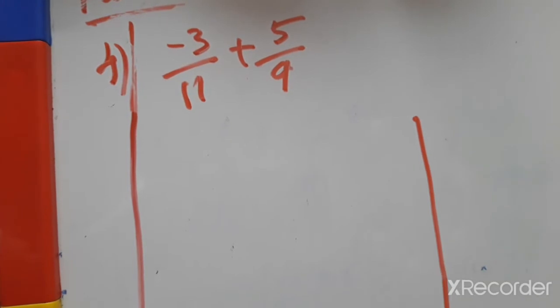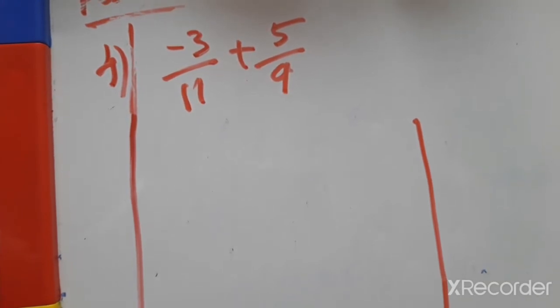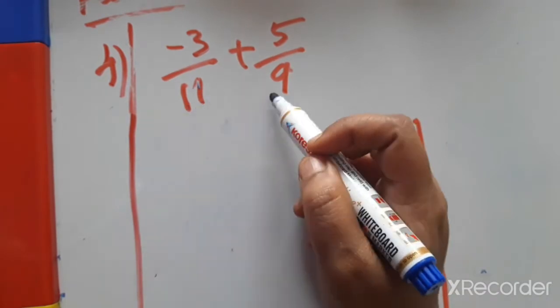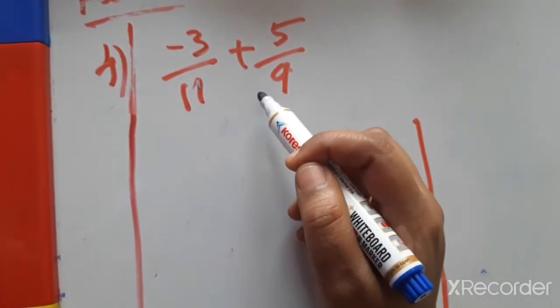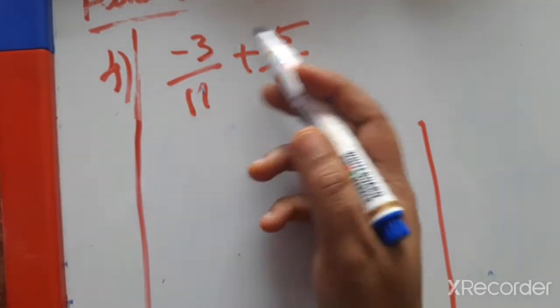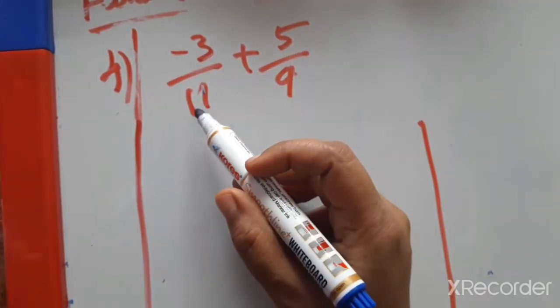Next, fourth question: minus 3 by 11 plus 5 by 9. Here we have to find the LCM of the denominators 11 and 9, because the denominators are different values. When the denominators are the same value, it becomes a like fraction, and with a like fraction we directly add or subtract the numerators. So we have to equalize.